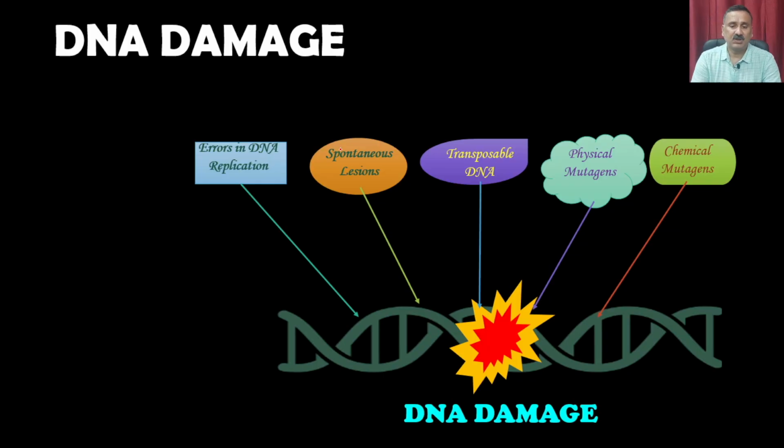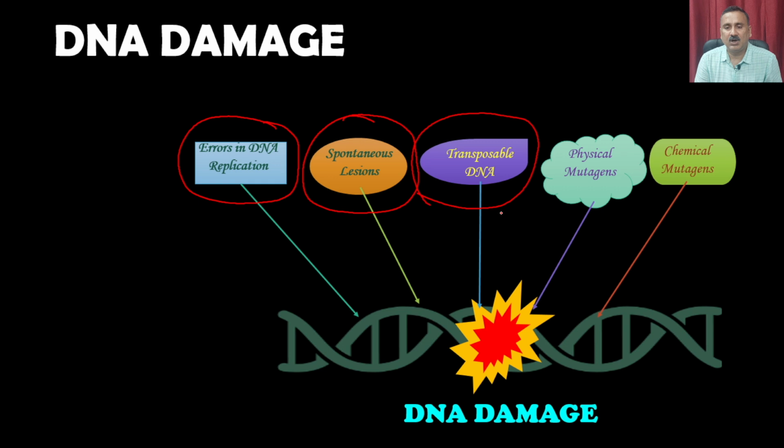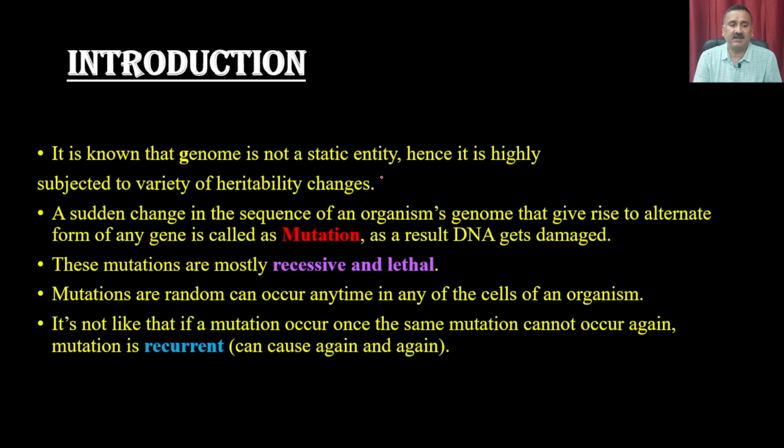So, DNA damage, as the name suggests, can occur in DNA due to errors in DNA replication. It could happen because of spontaneous lesions, or because of transposable DNA, or because of physical mutagens or chemical mutagens. There are several examples of physical mutagens, which we are going to discuss. And errors in DNA replication are also very important in terms of DNA damage. So, what is meant by DNA damage?